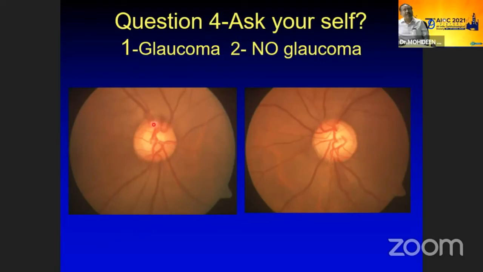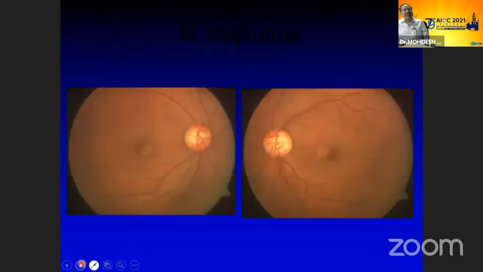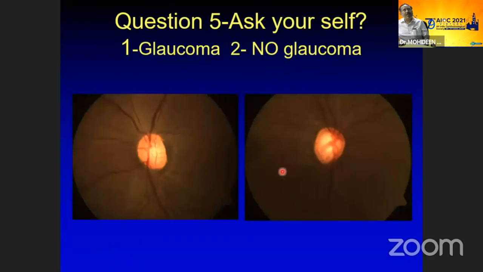See the splinter hemorrhage here. Both splinter hemorrhages are most likely to be a glaucoma. The nerve fiber defect is here, and this is glaucoma. This again is a case of juvenile glaucoma with high pressure. Here is a notch, an inferior notch, which is better than cupping. He had juvenile glaucoma, pressure 50, and we did a surgery for him.